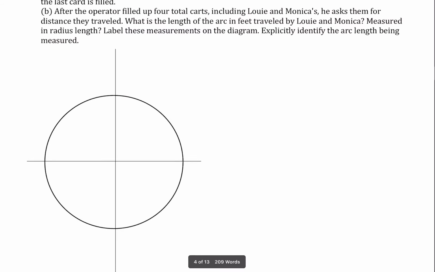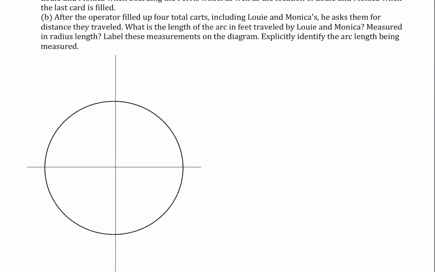Okay, so let's draw it first. I'll draw a circle and an X and Y coordinate. So there are 12 of them. So here's a cart. This is the start, where Louis and Monica get on. They're equally spaced, 12 of them. So we have it like this. Let me draw all of these, equally spaced.